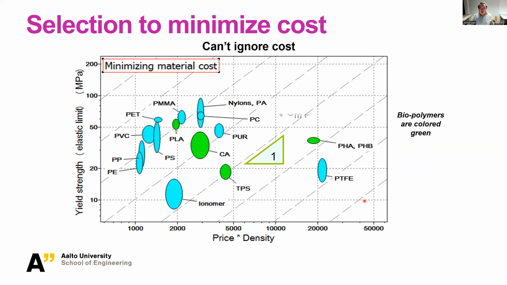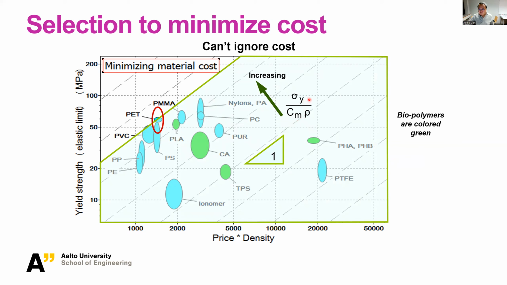So here I'm showing you everything with this now about the cost situation only. If we take the x-axis as price times density, as the cost only, and the y-axis as yield strength, you will now find the PET. PET is right here. That's why in reality, at the moment at least, most of these bottles are made of PET.